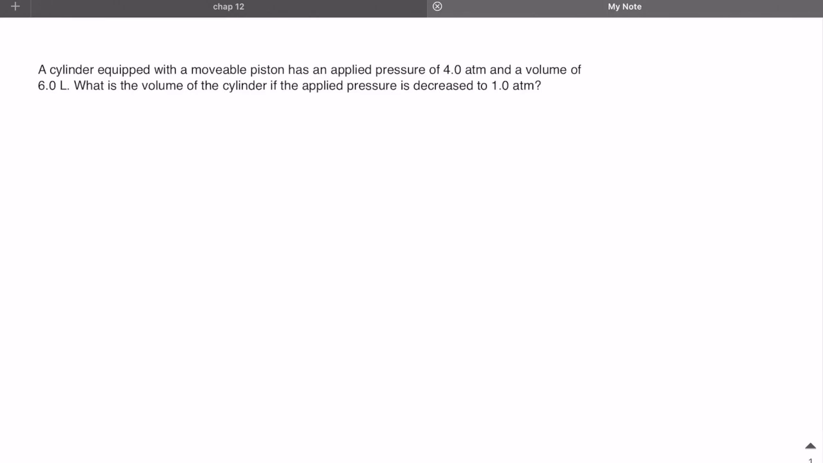Now notice that because the pressure is decreased from 4 atmospheres to 1 atmosphere, we would expect the volume to increase because Boyle's law states that pressure and volume are inversely proportional. Let's do the actual calculation. So Boyle's law can be written as P1 V1 equals P2 V2, and we solve for the volume in the second condition. So we're going to divide both sides by P2 so we can isolate our V2, and that would leave us with V2 equals P1 V1 over P2.